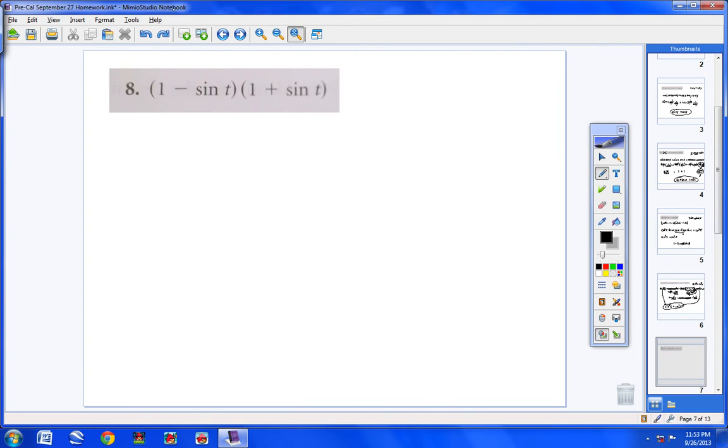All right. Now, number 8. I believe this is our last one when it comes to multiplying and then simplifying. The answer for number 8 should be cosine squared t. I don't think this will be that hard. All right. 1 times 1 is 1. 1 times sine t is sine t. And then negative sine t times 1 would be negative sine t.